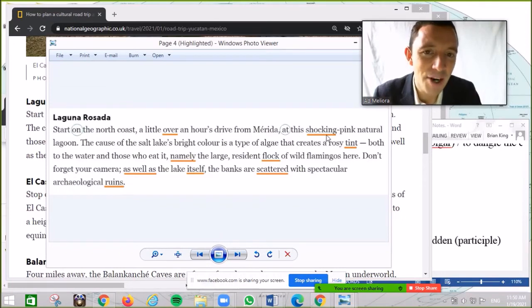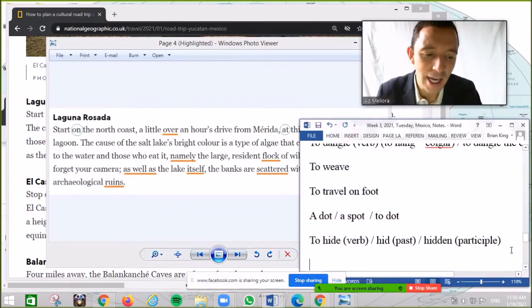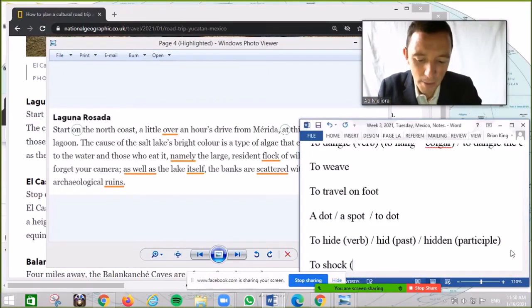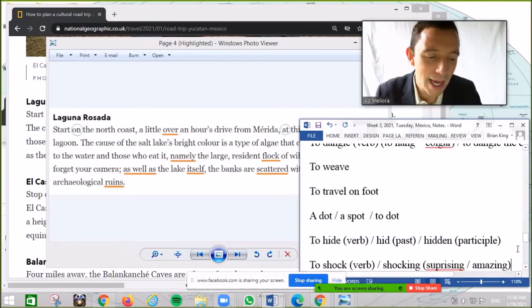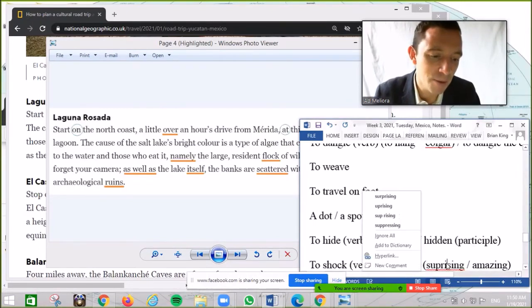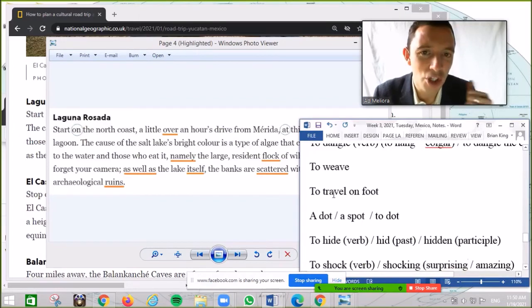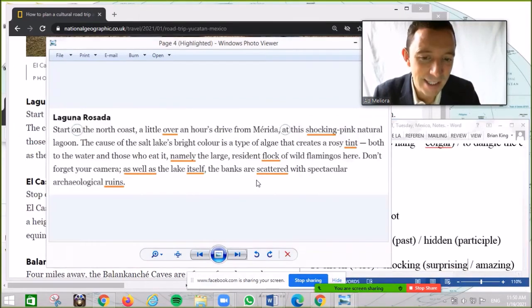Shocking is a very good adjective. So the verb to shock is like assustar, the verb, and the adjective is shocking, like amazing, surprising, wonderful. Okay, so it's a synonym in a good way and a bad way. It's possible good and it's possible bad. So if something is shocking, it's maybe negative, but it's maybe positive as well. And in this case, I think it's possibly positive. It's surprising. So it's pink, but it's really impressive.